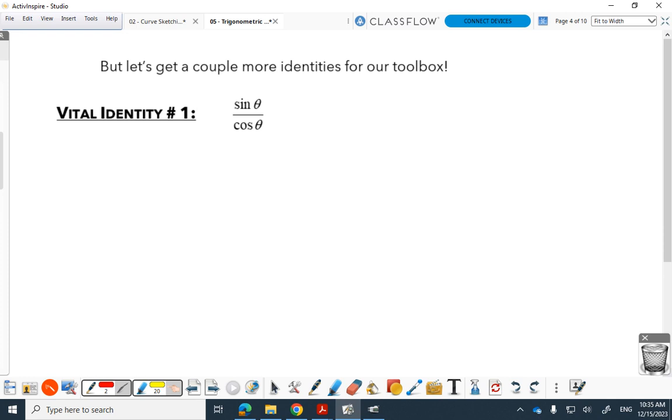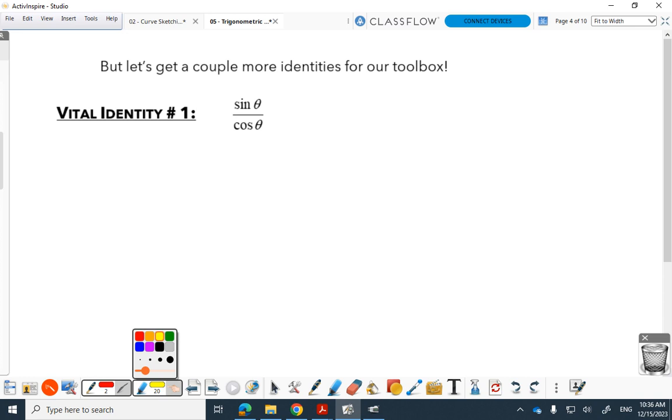Let's get a couple more identities for our toolbox. Check this one out. Really scary. Apparently, sine theta over cos theta has some magic. Ready? Here's the magic. Vital. Vital. Ooh, here we go. Vital identity. Is that what it's called?